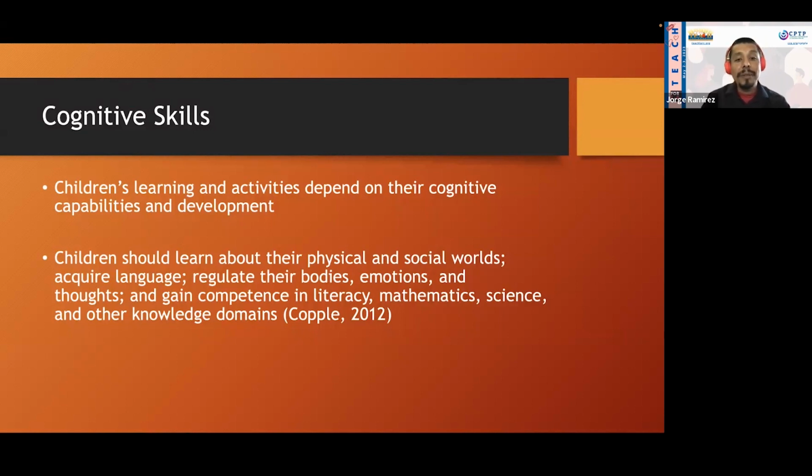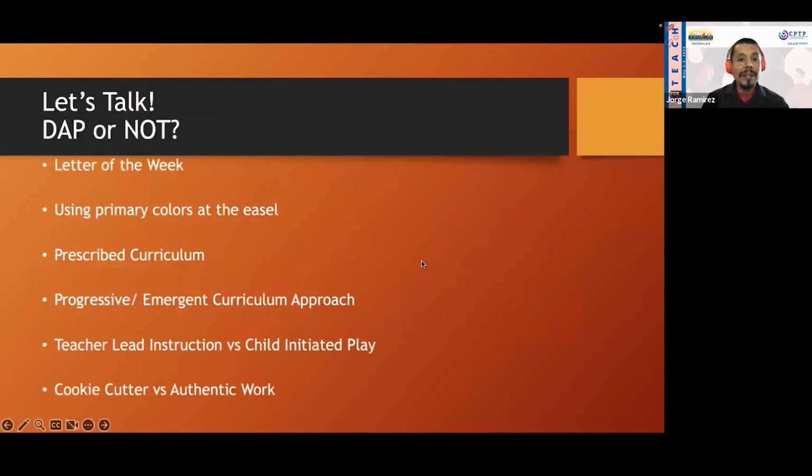Children should learn about their physical and social worlds, acquire language, regulate their bodies, emotions, and thoughts, and gain competence in literacy, math, science, and other knowledge domains. Yeah, this is perfectly fine. This is perfectly aligned with developmentally appropriate practices. It's just a different practice, a different approach to how we're doing these things.